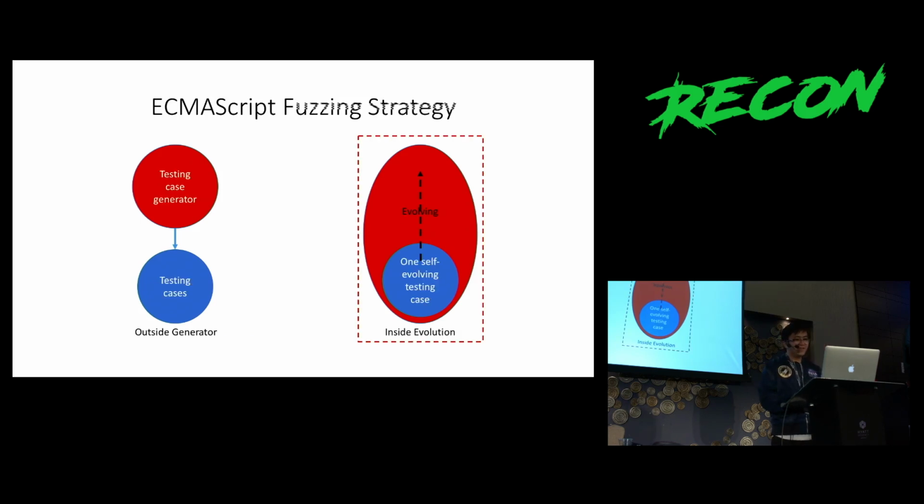Seemingly, there are 2 main ECMAScript fuzzing strategies: outside generator and inside evolution. In the outside generator strategy, the testing case generator is like God. It generates testing cases and runs them. In the inside evolution strategy, there's only one self-evolving testing case. It can run many times and keep evolving. Each strategy has proved to be effective, and we choose the inside evolution strategy.